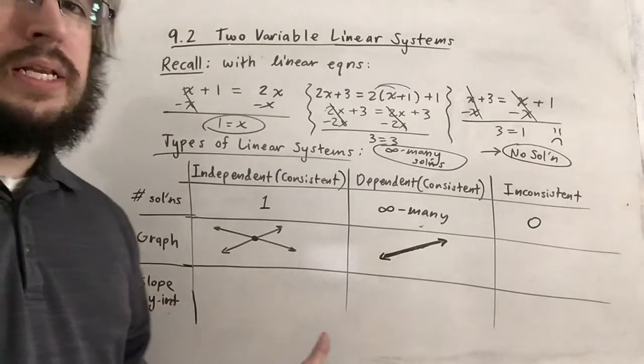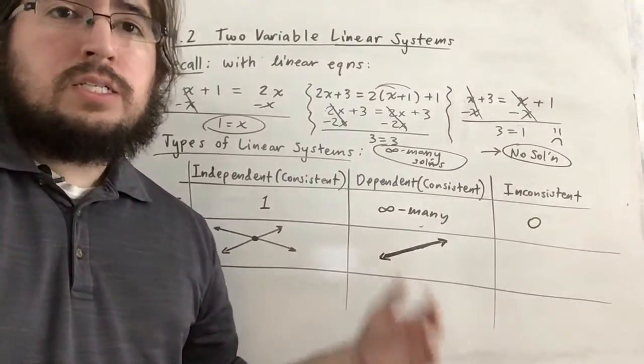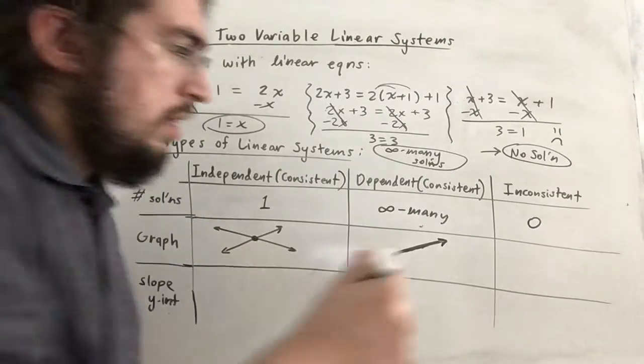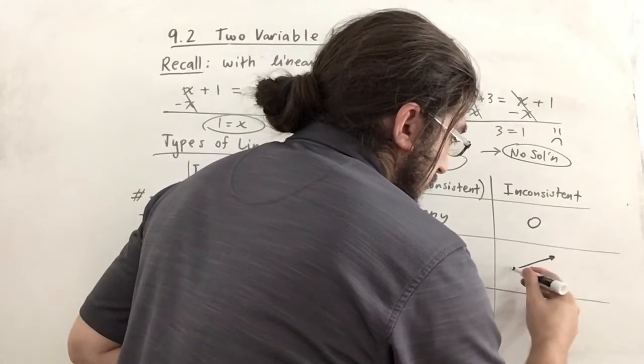Now, inconsistent means, well, there's zero solutions, so there would be 0 points of intersection. And if you have two lines that don't intersect at all, those are known as parallel lines. Great.